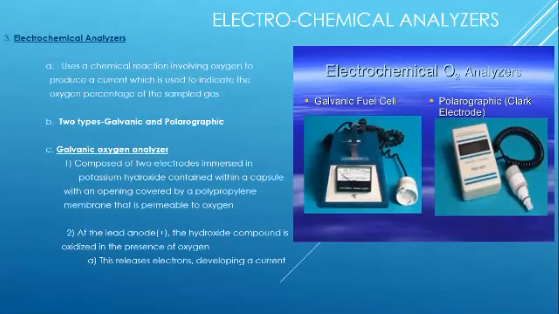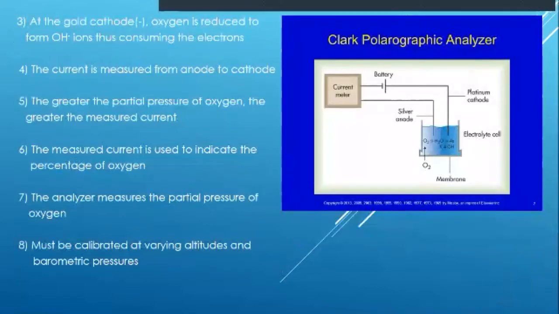Number three, electrochemical analyzers, which are two types, galvanic and polarographic. Both of them measure what? Partial pressure of oxygen.